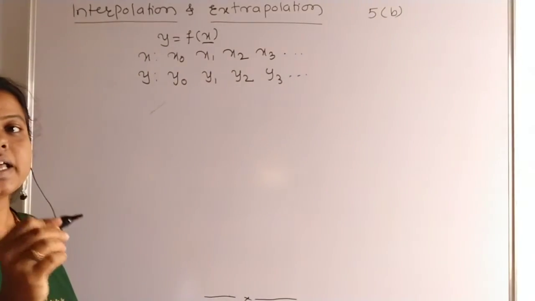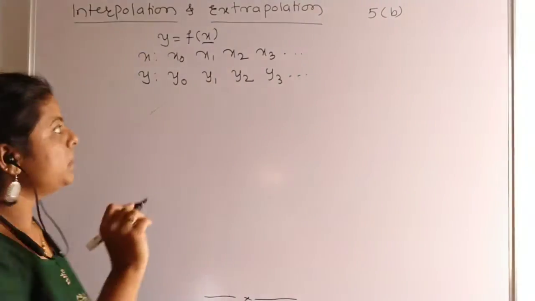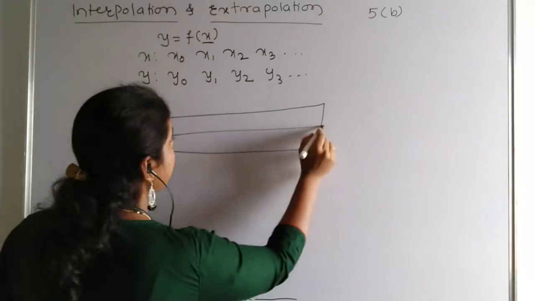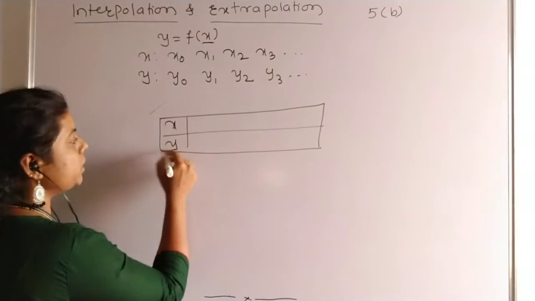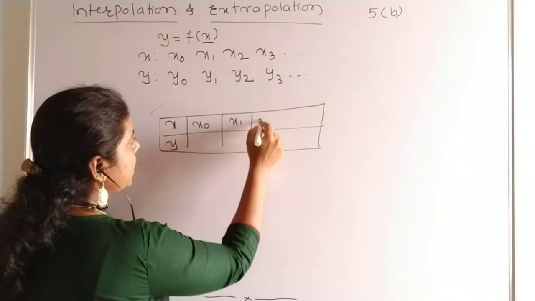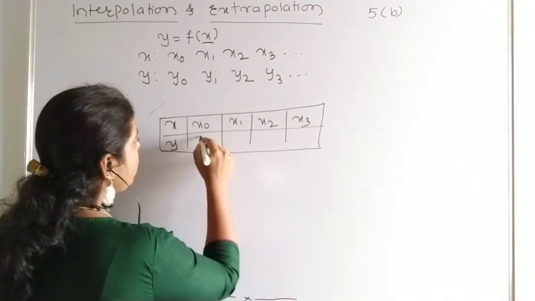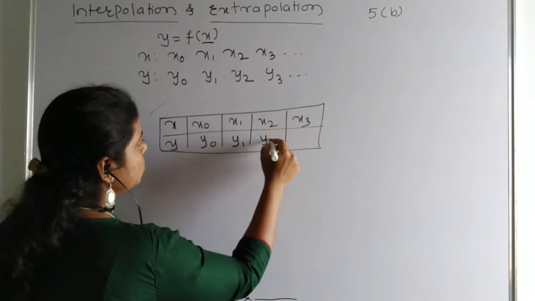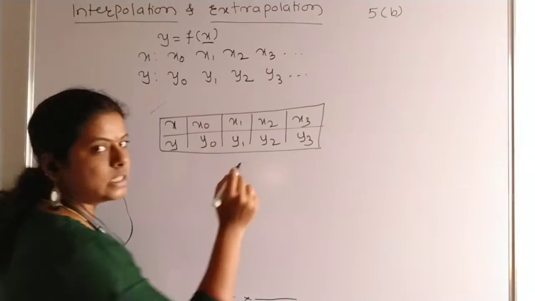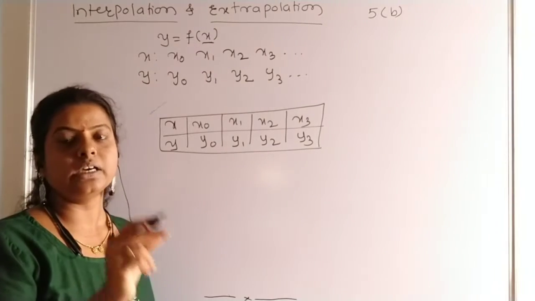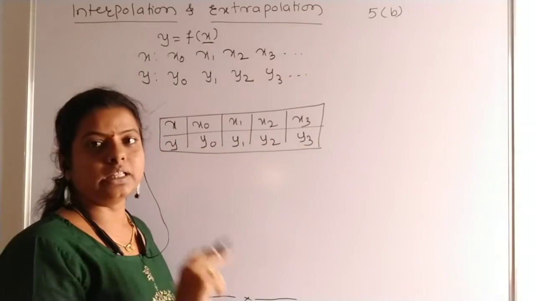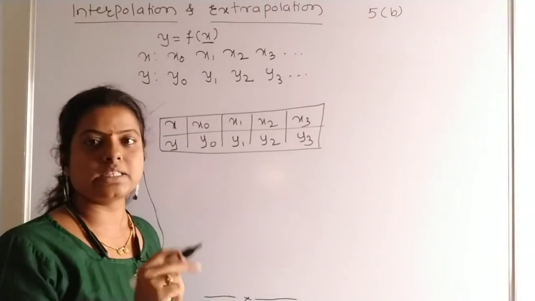Now, how to recognize whether the function is interpolation? Given a range of values, that is x and y, they will give x values and y values, that is x0, x1, x2, x3 and y0, y1, y2, y3. In this range, in between x0 to x3, if they ask to find a value, that becomes interpolation. After x3 and y3, if they ask, we call it extrapolation.